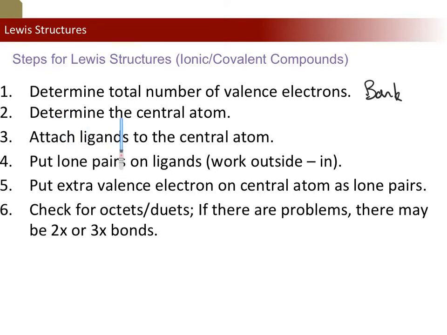The premise behind a lot of these Lewis dot structures is the orientation of a central atom and the bonds around the central atom. So typically what will happen is you'll draw the central atom first, unless there are 2 central atoms or 3 central atoms. The next thing you'll do is attach the ligands to the central atom using single bonds first.